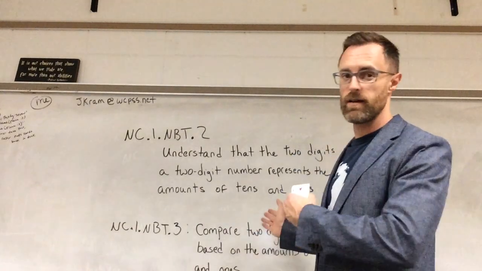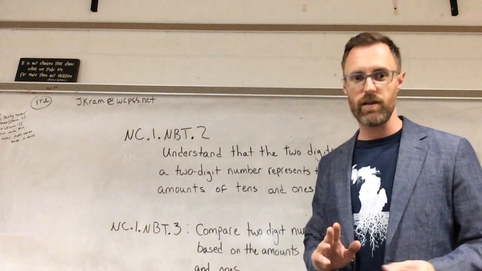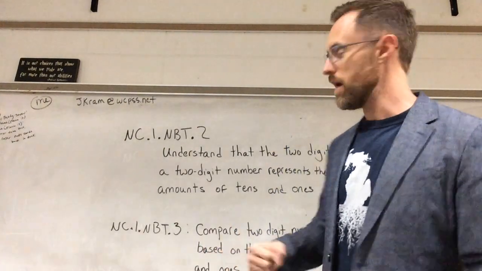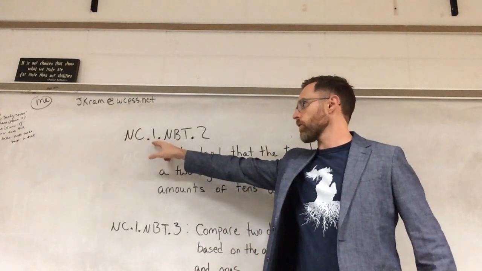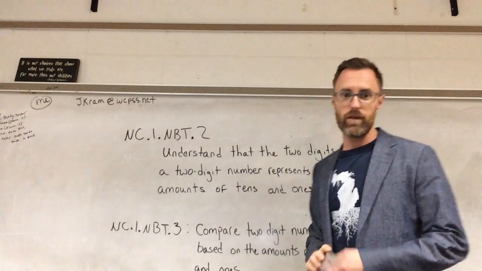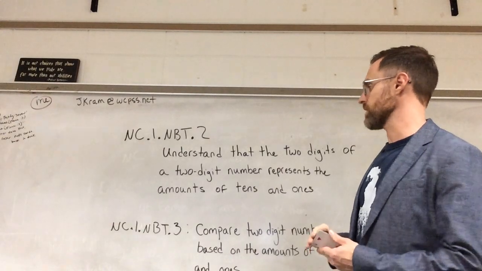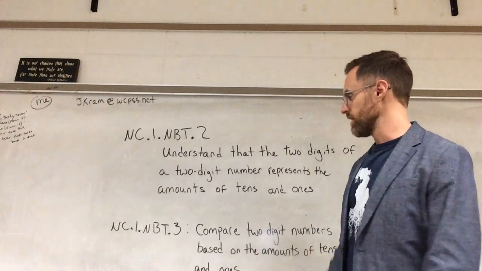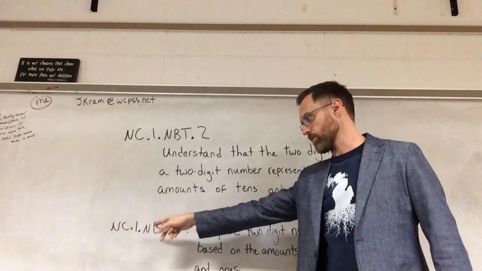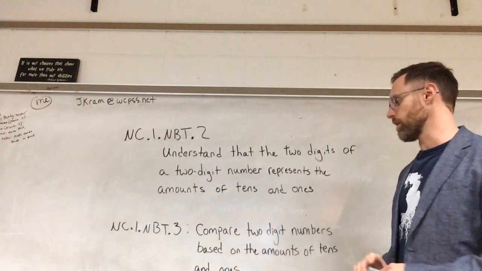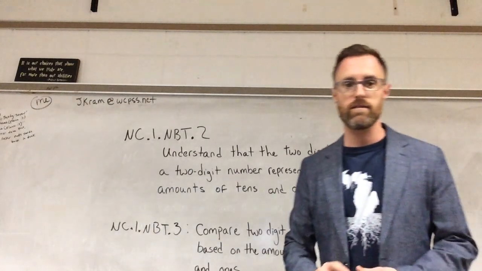So behind me, I've got two major math standards for first grade that we're going to cover today with our little activity. Let me go through them real quick. North Carolina standard for first grade, numbers base 10.2: Understand that the two digits of a two-digit number represent the amounts of tens and ones. And then North Carolina first grade, numbers base 10.3: Compare two-digit numbers based on the amount of tens and ones.